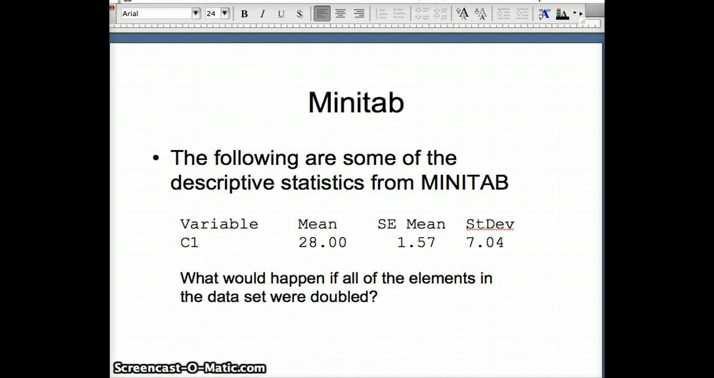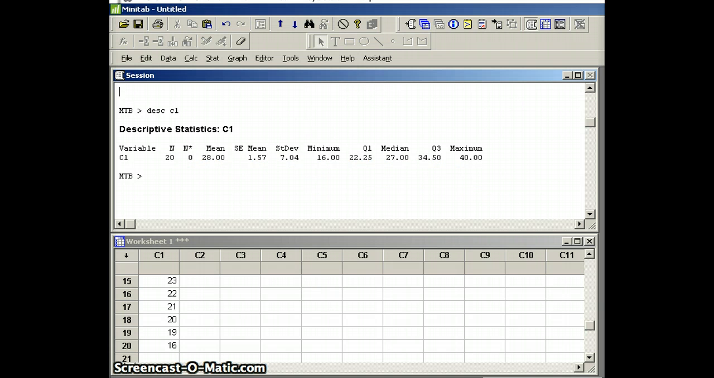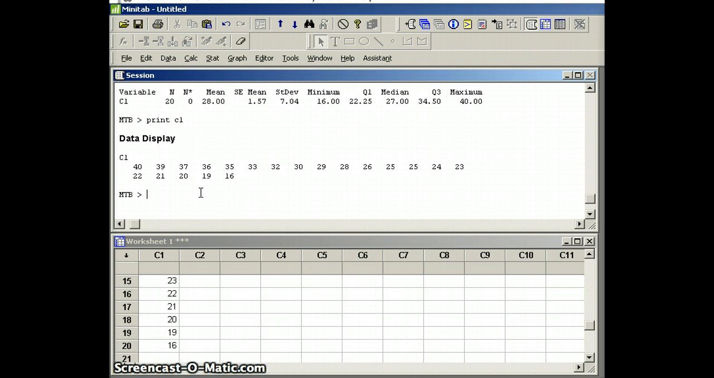So here's the data from Minitab. The mean is 28, standard deviation is 7.04. The question we're going to ask is, what would happen if all the elements of the data set were doubled? So you'll notice I have the 20 numbers in C1. You can see them here if you'd like. I'll say print C1. And you can see the 20 numbers in that data set.